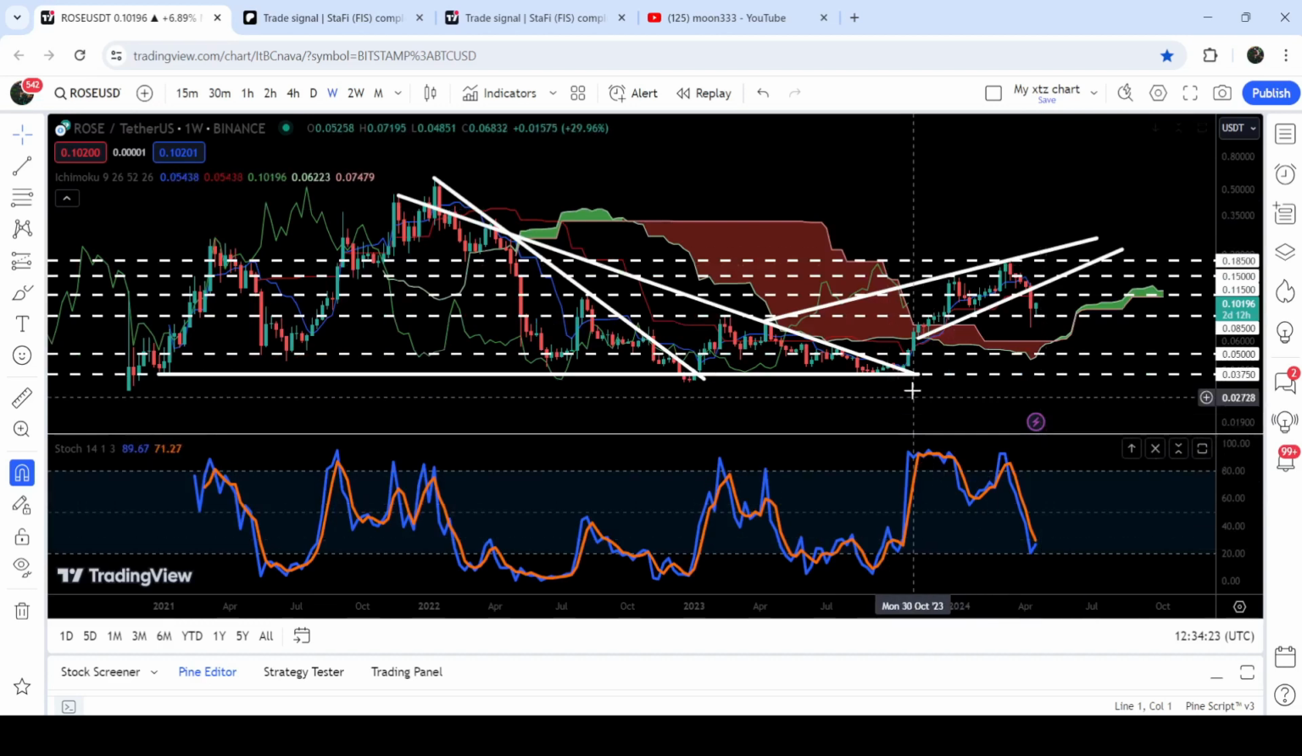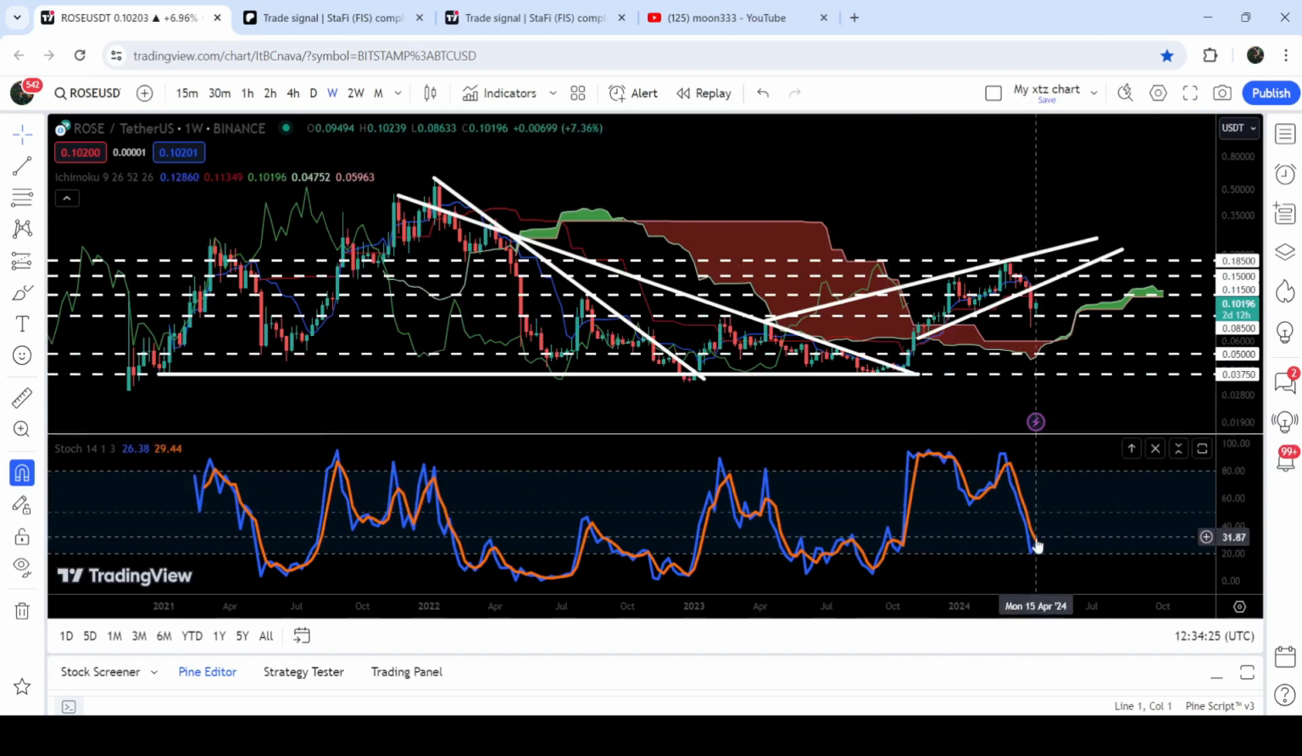Now, we can see that the stochastic has also entered the oversold zone, not completely entered, but just touched the oversold zone, and now it is turning bullish, and you can see that the price line is also following the stochastic oscillator. If we receive a bull cross, then I'm expecting that a correction move to the upside can start.